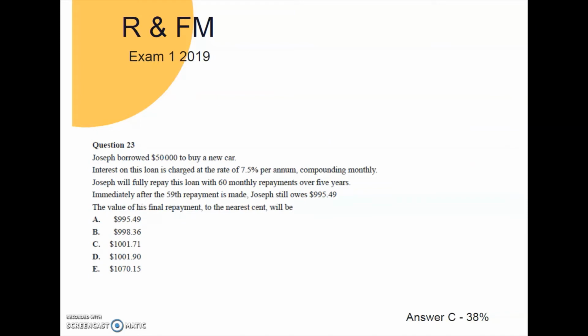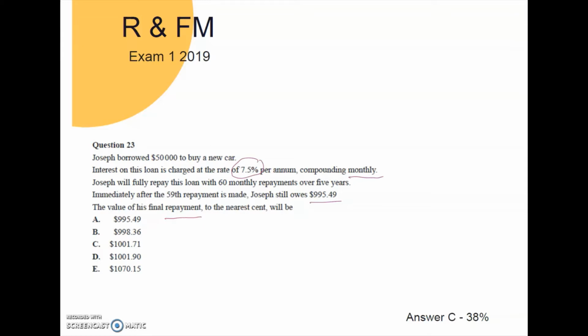Okay, so the next question we're looking at here is a slightly different take on how we calculate a final payment in a reducing balance loan. Joseph has borrowed $50,000 to buy a new car. The interest rate is charged at 7.5% per annum and it's compounding monthly. He will fully repay the loan with 60 payments over 5 years. Immediately after the 59th payment, Joseph still owes $995.49. What is the value of his final repayment?